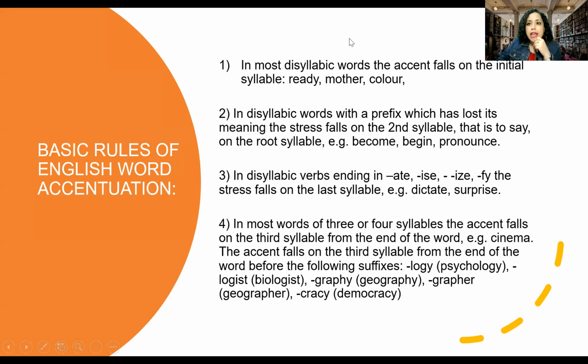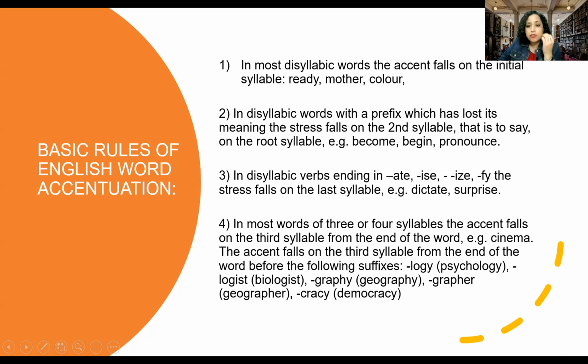So as a résumé, for number one of these basic rules, in most disyllabic words the accent falls on the initial syllable, like read, ready, mother, color. In disyllabic words with a prefix which has lost its meaning, the stress falls on the second syllable, that is to say, on the root syllable, like become, begin, pronounce. In disyllabic verbs ending in -ate, -ize, -fy, the stress falls on the last syllable, like dictate or surprise.